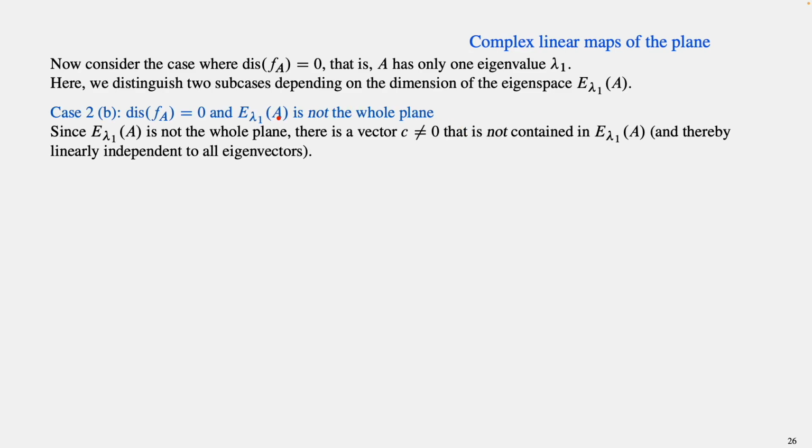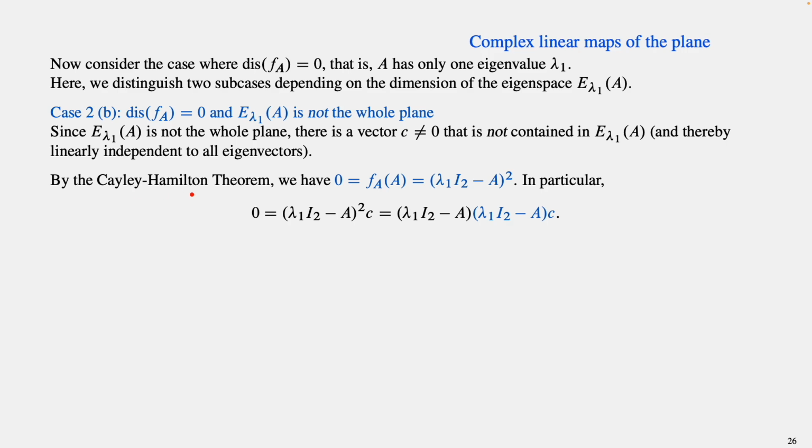But now we assume that the eigenspace is not the whole plane. That means the eigenspace for the eigenvalue lambda 1 is just a line through the origin. And in particular, this means that there exists some vector C that is not 0, that is not contained in this eigenspace, and thereby linearly independent to all the eigenvectors, because it's not on the same line, it's not a scalar multiple.